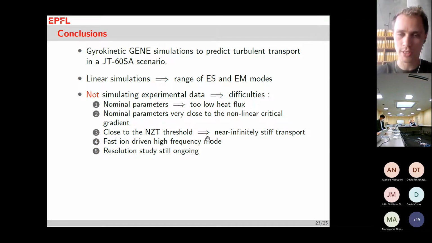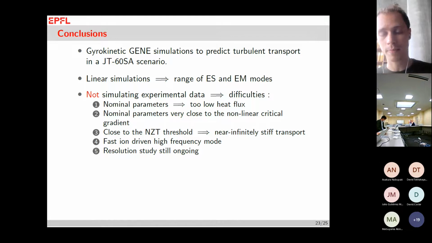So we have the fast ions resonating with a very low and high frequency mode, leading to a case where all of the heat flux is essentially being carried by the fast ions. And this has potential consequences on the efficiency of NBI, because we do not want the heating to go through the fast ions, but instead we want it to stay with the main species.